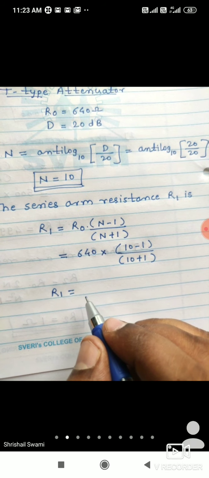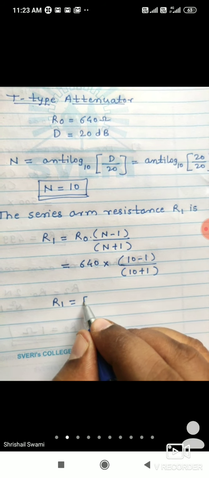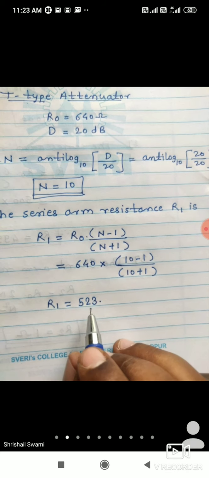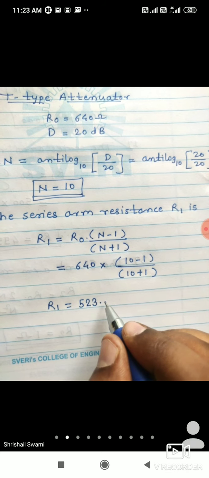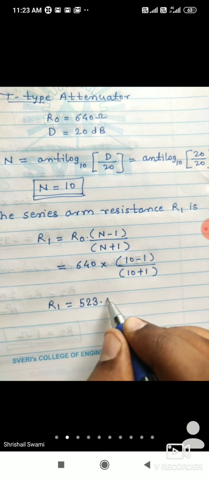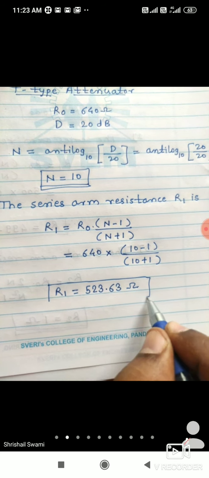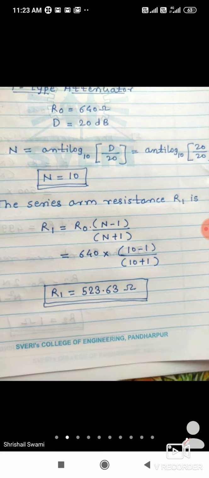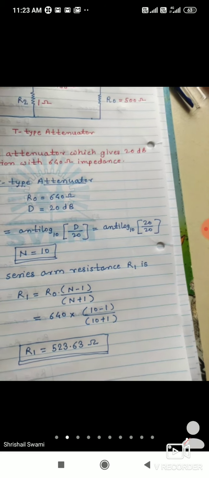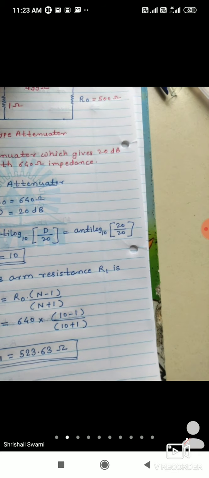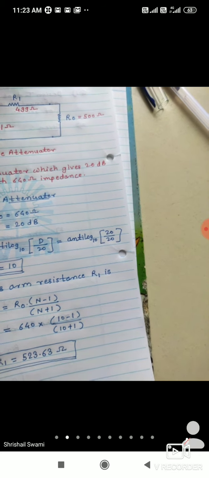What is the value of R1? 523. 523 is correct. 523.63 ohm. So this will give the value of R1. Very good. Okay, now next find out the R2 value. Next you can find out R2 and then you can draw the diagram of T-type.